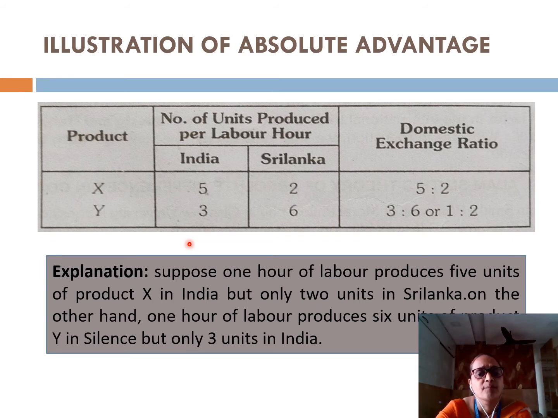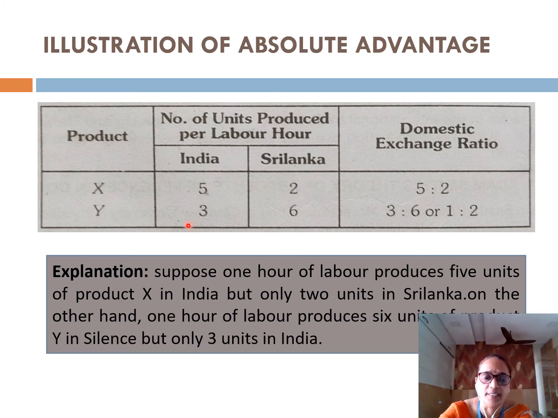So commodity X is specialized in Sri Lanka and commodity Y is specialized in India. So, trade takes place. India exports 5 units to Sri Lanka and Sri Lanka exports 6 units; they have 3 additional units compared to India. So Sri Lanka can export more of the Y commodity and India can export more of the X commodity to Sri Lanka.